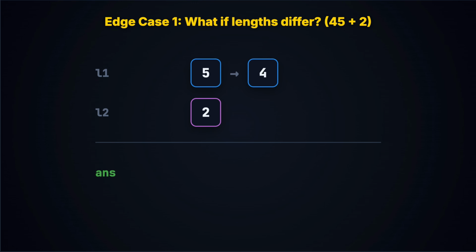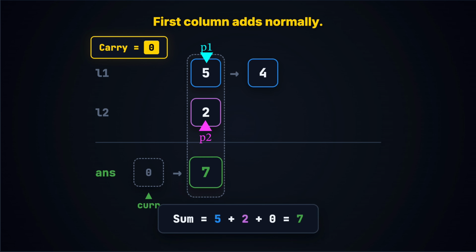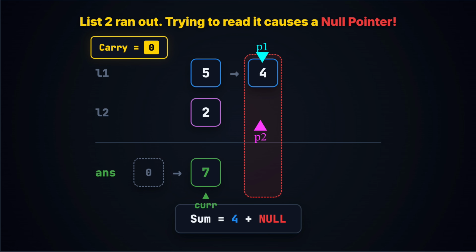Number 1. What if the numbers are different lengths? Imagine adding 45 and 2. In reverse order, list 1 has nodes 5 and 4 and list 2 only has node 2. As we walk the lists, we add 5 and 2, which gives 7, carry 0, but at the next step, list 2 runs out immediately.